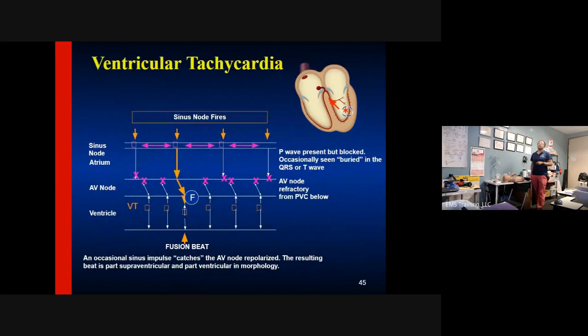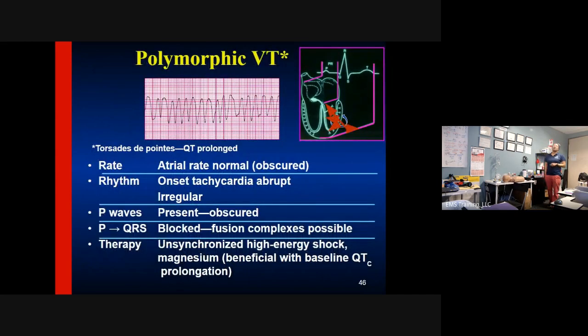Polymorphic VTAC, or torsades de pointes. This is coming from multiple foci in the ventricle, as you see in this picture on the slide. So you have multiple Purkinje fibers firing off, and they're not working together. This is bad. So treatment for polymorphic V-tach is going to be magnesium sulfate, 2 grams IV bolus, in addition to your cardiac arrest protocol, in addition to your epinephrine, 1 milligram every 3 to 5 minutes, in addition to your cardioversion, in addition to your CPR, and you're reviewing the reversible causes of cardiac arrest.